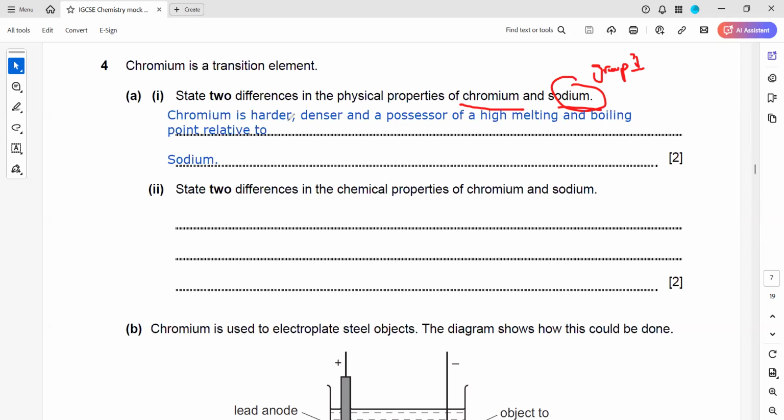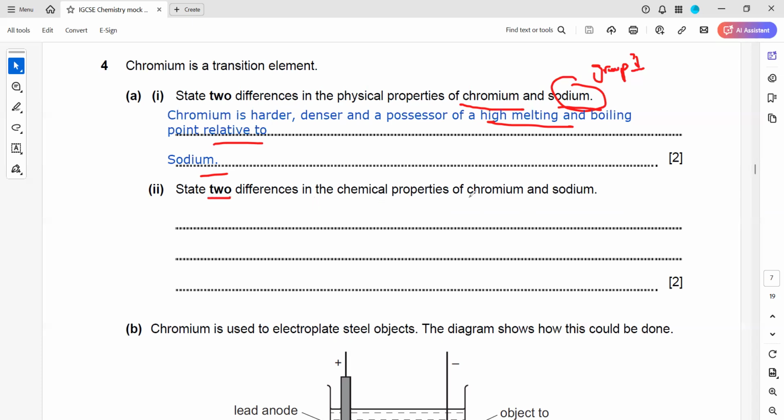So chromium is harder, sodium will be softer. Chromium is denser, and sodium will have a lower density. Chromium has a high melting point and a high boiling point. So for chromium: harder, denser, high melting point, high boiling point, high density compared to that of sodium.